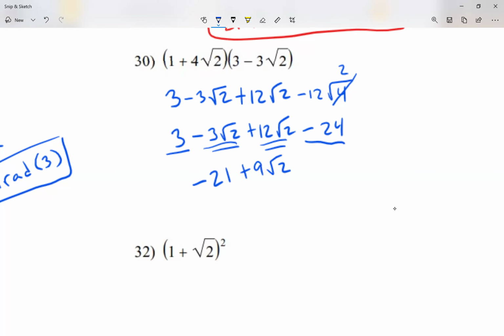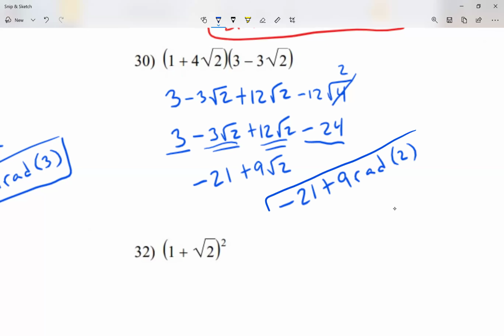On paper, that will be it. Negative 21 plus 9 radical 2. For our homework, I'm going to type it as negative 21 plus 9 RAD for radicals, open and close parentheses, and a 2 inside. Again, all together, no spaces.